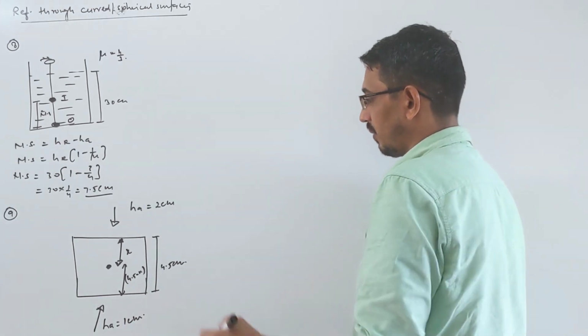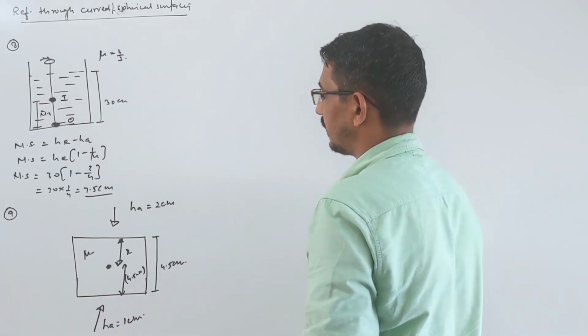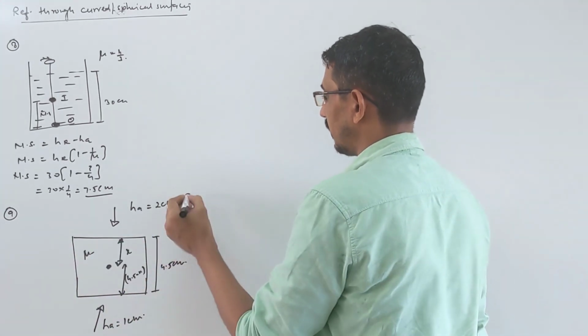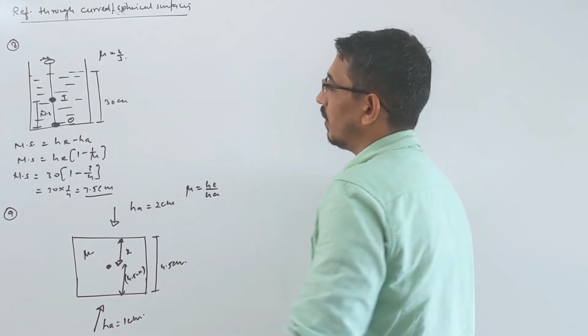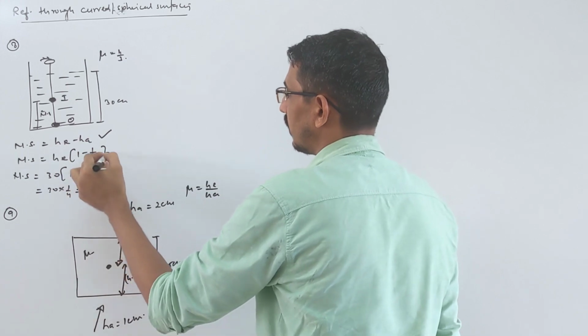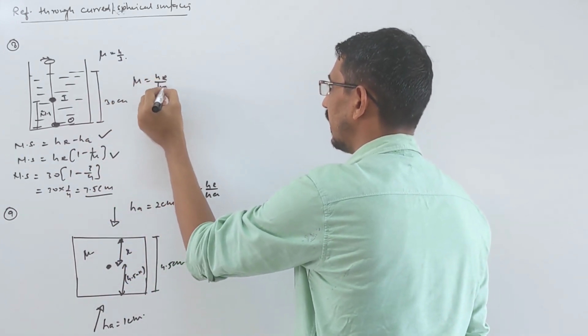Here the refractive index also we don't know, so let's say mu is this much. Then we have relations. Let's write for the top surface. What relation? You know mu is called H real by H apparent. This is a formula, right? One formula we have in this format, that mu is equal to H real by H apparent.